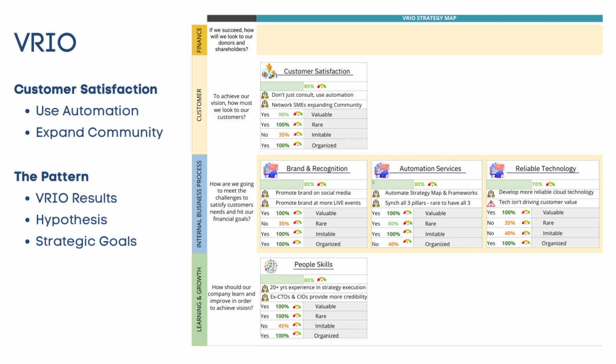Right away, you can map these hypotheses to strategic goals, including one, don't just consult, use automation as well. And number two, the network of SMEs, expanding community and overall marketplace. When examining the other examples in this chart, you will see similar patterns where we take the information from the VRIO analysis, create a hypothesis, and map that to an eventual strategic goal. We dive deeper into the VRIO framework and process in other certification courses with your membership.